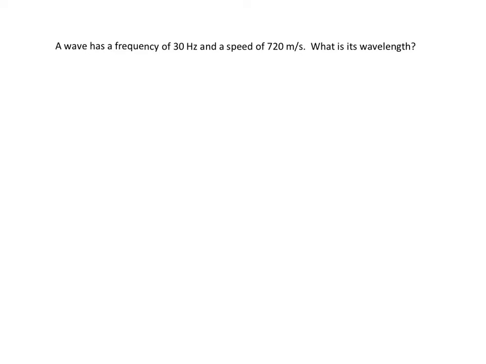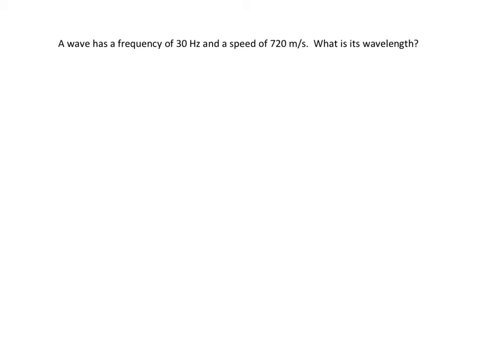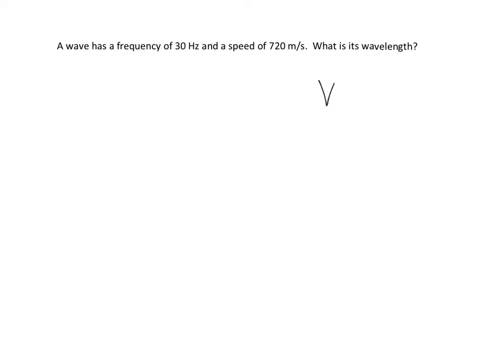All right, so in this video, we're going to use the wave equation to solve some problems. And the wave equation basically says that the speed or velocity of a wave equals its frequency times its wavelength. And typically, velocity is going to be in meters per second. Frequency will usually be in hertz, which is the same as inverse seconds, or seconds negative 1. And wavelength will usually be in meters.